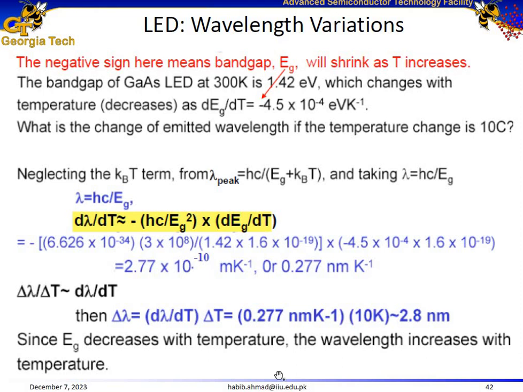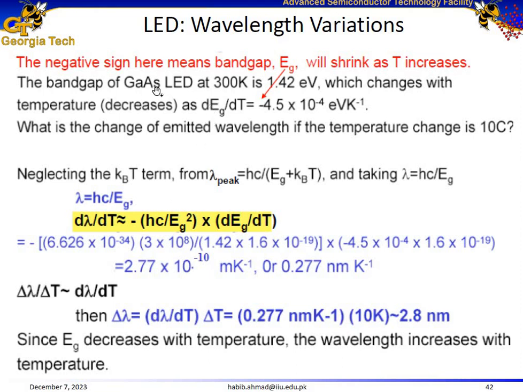Now let us calculate the wavelength variations, the peak wavelength variations. In the previous slide, delta lambda represented the line width, but in this slide, slide number 42, delta lambda represents the peak wavelength distribution, or the change in the peak wavelength with respect to temperature. As we already discussed, with increase in temperature, the band gap shrinks and the wavelength increases, and vice versa.